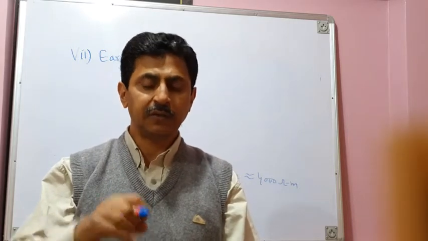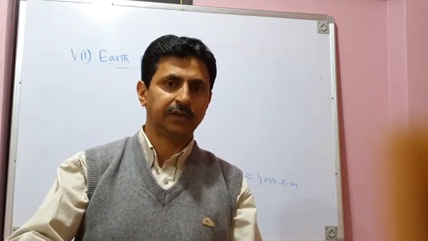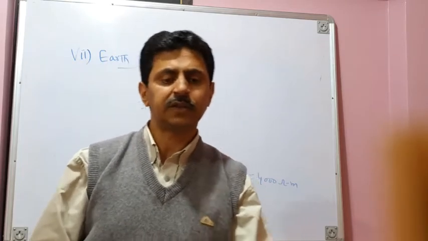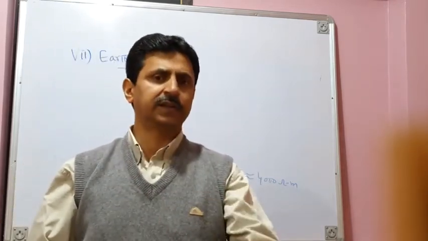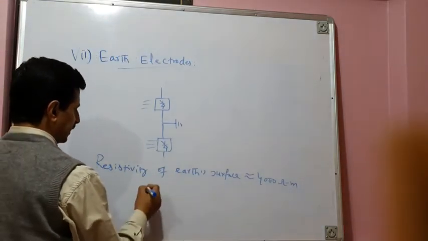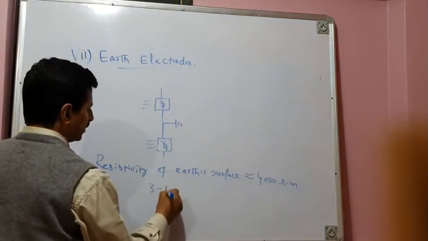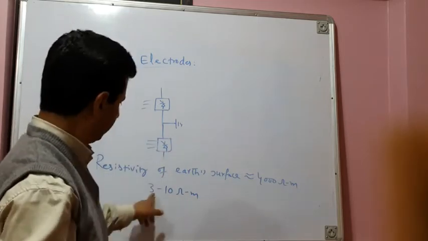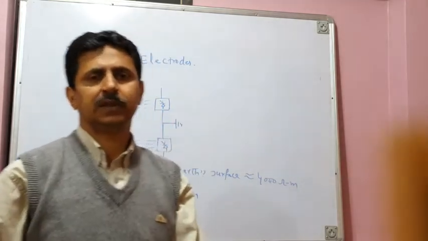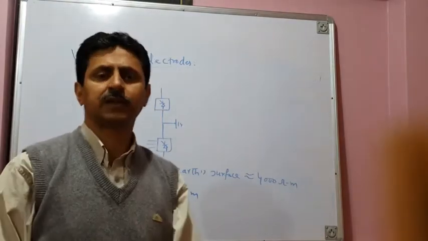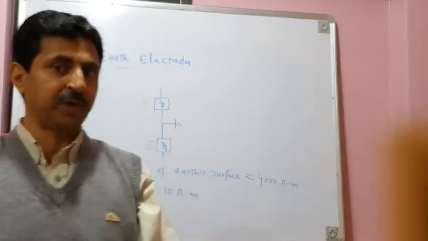What we do is bury the earth electrode inside the earth, deep inside the earth. The resistivity inside the earth is very small, generally just 3 to 10 ohm meter. As you go deep inside the earth, the resistivity drops appreciably and decreases to this numerical value, just 3 to 10 ohm meter, which is preferable.